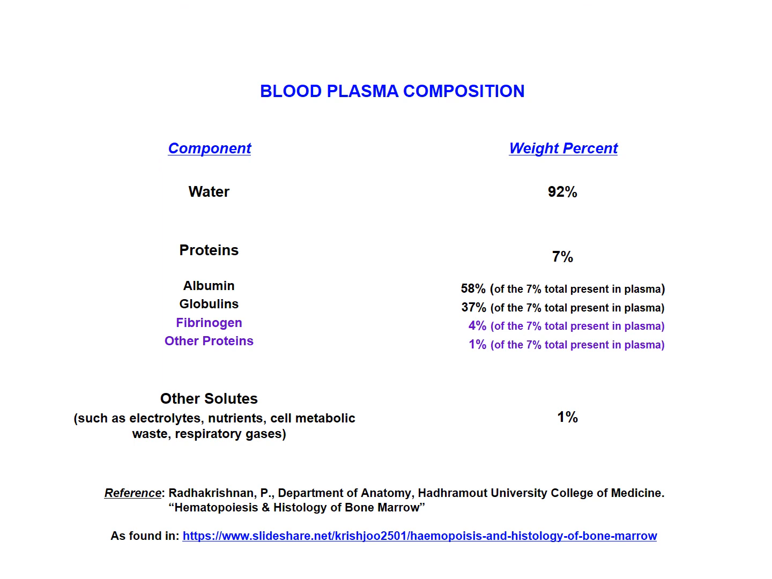In terms of weight percentage, blood plasma is 92% water, 7% proteins dissolved into that water part, and 1% other solutes such as electrolytes, nutrients, etc. Among the proteins which are pertinent to the plasma coagulation cascade are fibrinogen, which accounts for 4% of the 7% total proteins present in plasma, and other proteins, specifically the plasma coagulation factors, which account for 1% of the 7% total proteins present in plasma.